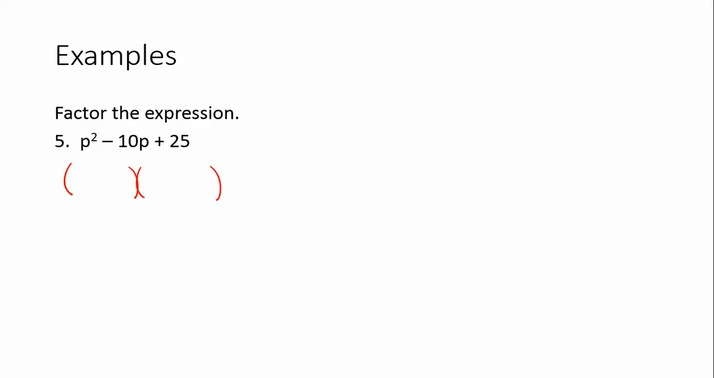Again, p squared, so I need a p and a p in the front. I'm looking for factors of 25 that are going to give me a 10. Well, that's 1 and 25, or 5 and 5. Well, 1 plus 25, that's 26. 5 and 5 is 10. So I know those are the factors I want in the back. So 5 times 5.